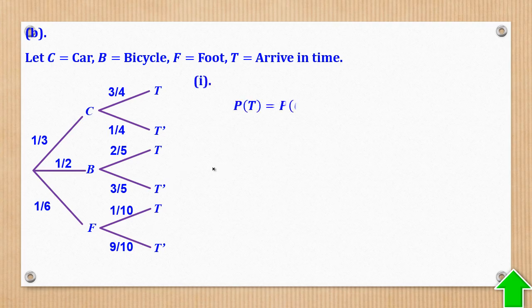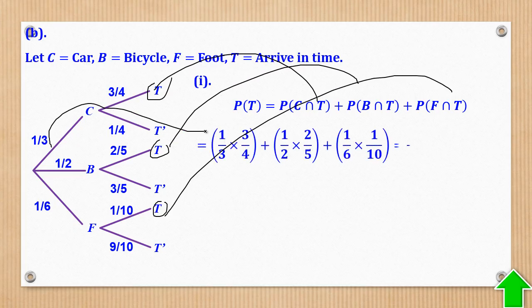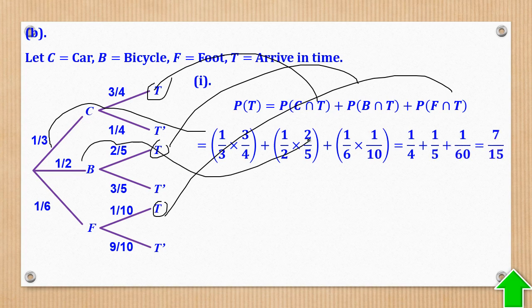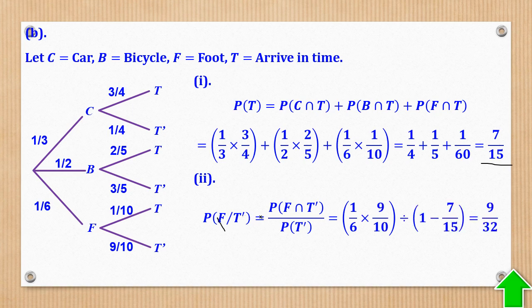Now Roman 1, arriving on time, we have this, this, and this. So for this it is here, for this it is here, for this it is here. Then we substitute this times this, this times this, and this times this. Use a calculator to come up with this probability which they want. Then Roman 2, foot given, not on time.